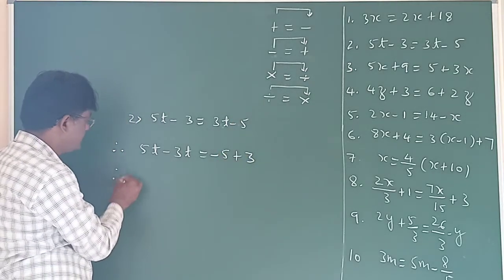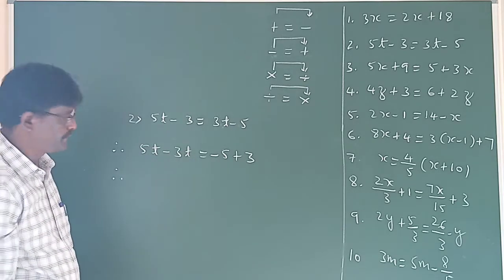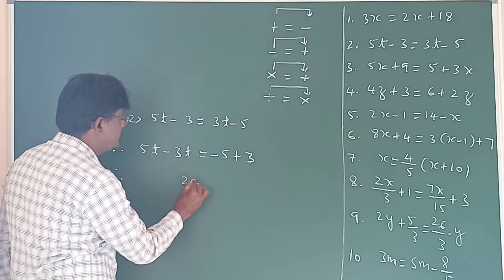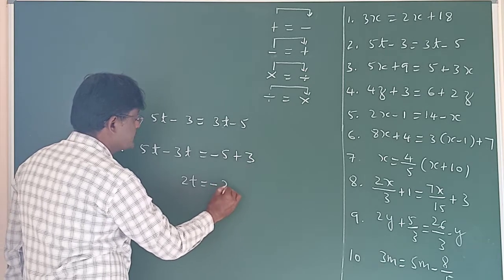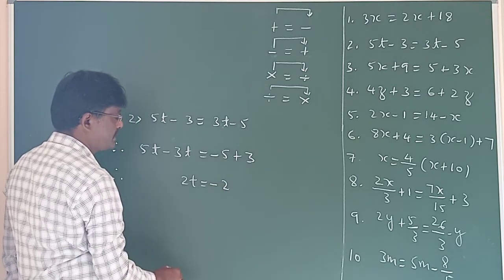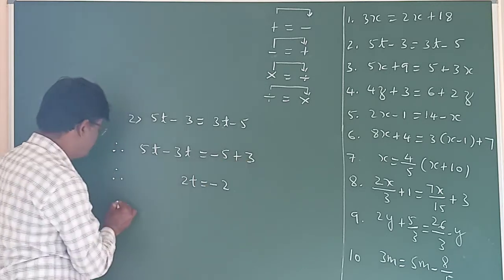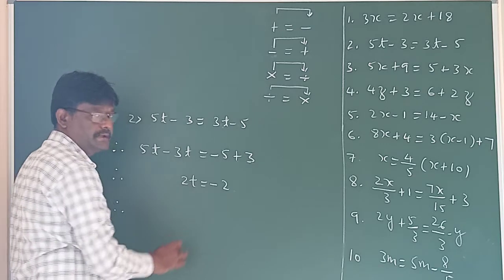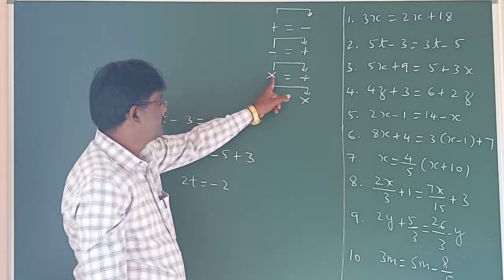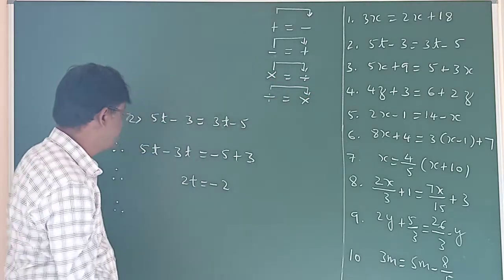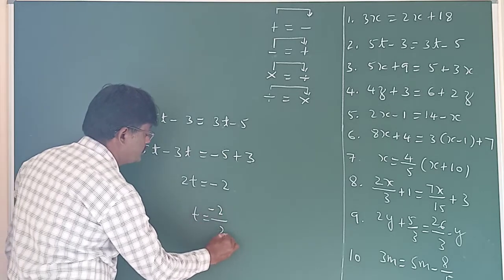We are very cautious about the signs. Therefore, 5t minus 3t. When signs are different, we have to find the difference. Hence, 5t minus 3t is 2t, equal to minus 5 plus 3, minus 2. Why minus 2? The greater number's sign. Now 2t. What do you mean by 2t? 2 into t. That into becomes what now? Divided by. Hence, t equal to minus 2 by 2.